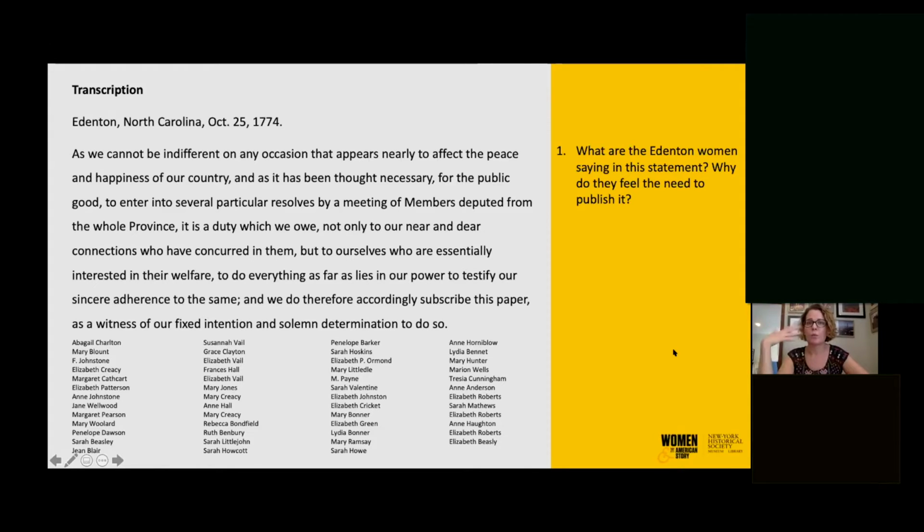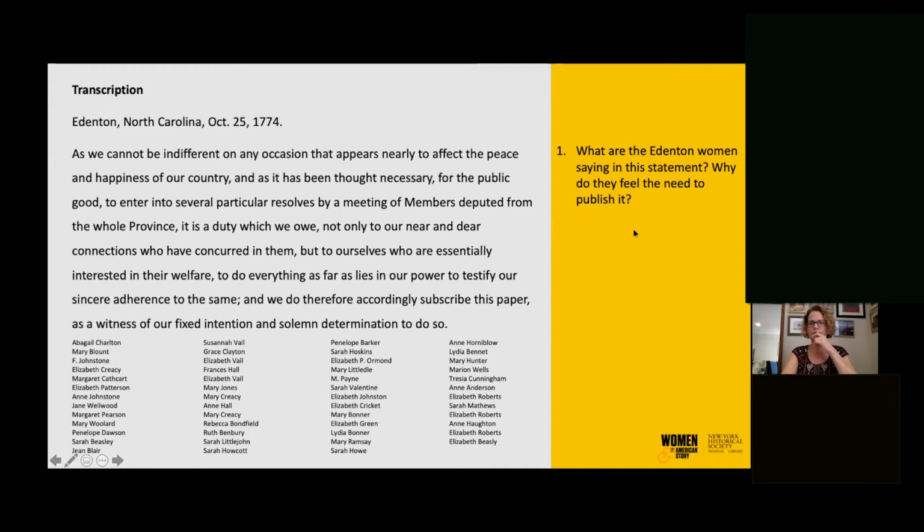Yeah, so thinking about why would they feel the need to publish this? They can talk about it amongst themselves, and that doesn't really do much, right? Nobody is going to pay a lot of attention to a group of women sitting around having tea and talking to each other. But by publishing it, they are making it public. They are making their voices heard, and they're taking a very clear political stand. And what are they saying? What stand is that? What's the point here?